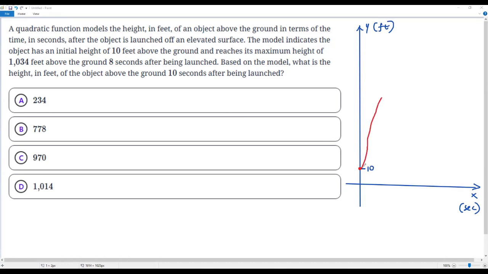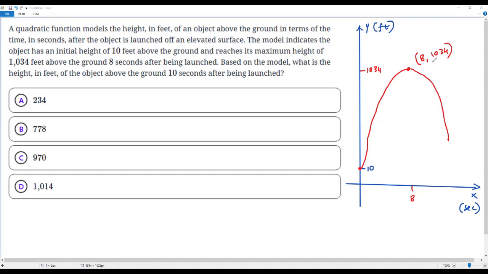The object keeps going up and it has reached the maximum height of 1034 feet. So we have the value 1034 feet on the y-axis over here. When the time is 8 seconds, we have to take 8 on the x-axis over here. After reaching the maximum height, the object starts coming down. So the path of the object is a parabola with the vertex (8, 1034). Here we know the vertex of the parabola, that is (8, 1034).